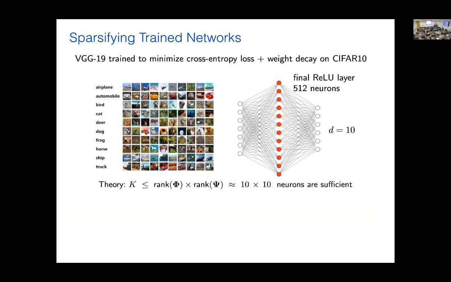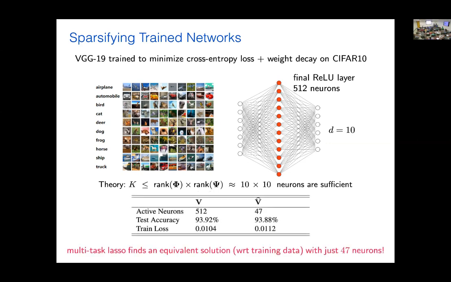The theory says that we can go in and check the rank of these matrices. In this case, the rank is about just 10. This one is only 10 dimensional, so that's 10. But it turns out that what's coming out of this layer of neurons is also only about rank 10. And so the theory I just showed you says you really don't need 512 neurons. You probably only need more like 100.